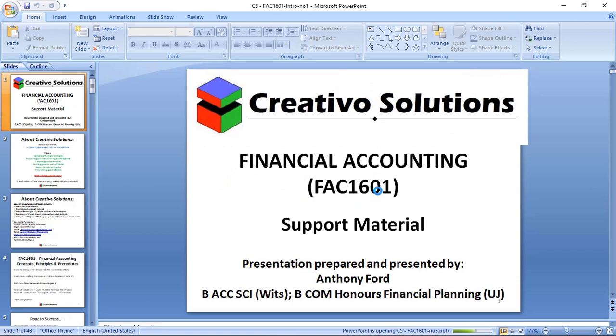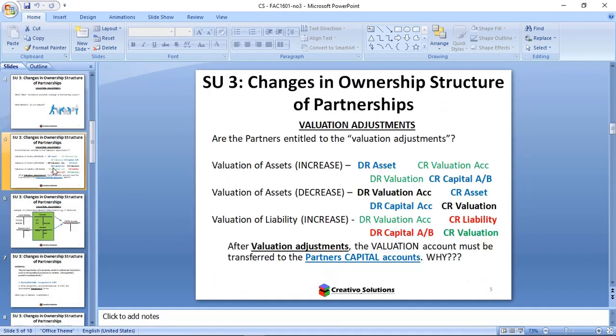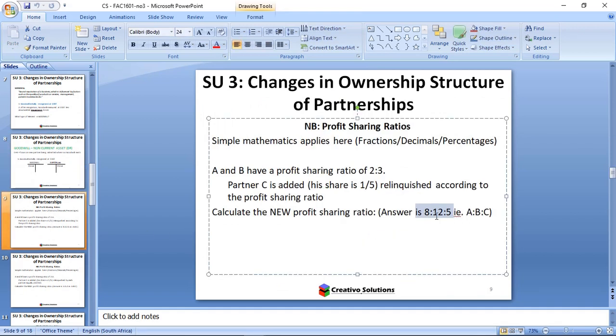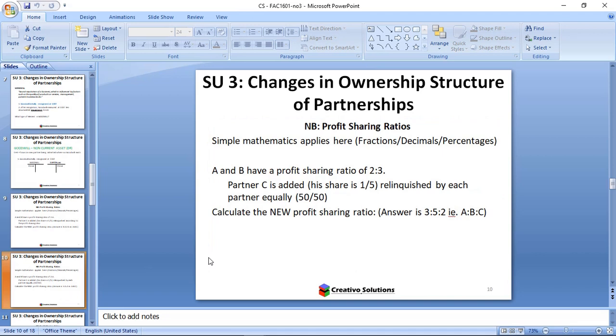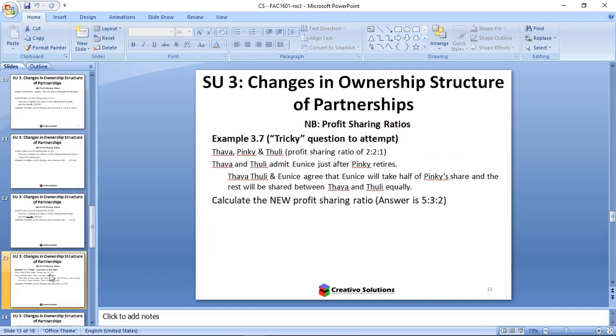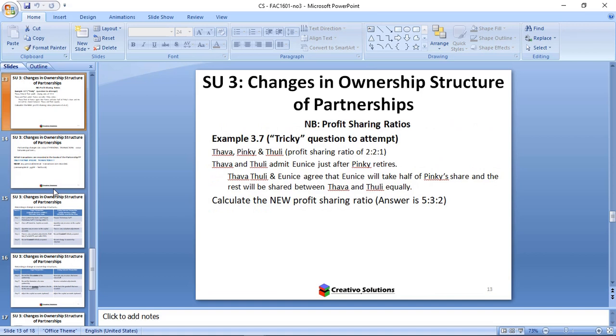I'm sure it's a textbook example, actually. Sometimes UNISA does just take it from the textbook. Here, then the maths is here. Okay, this was 8 to 12 to 5. This was 3 to 5 to 2. This was 9, 15, 8. 5, 3, 2. Okay, no, it wasn't from the textbook.